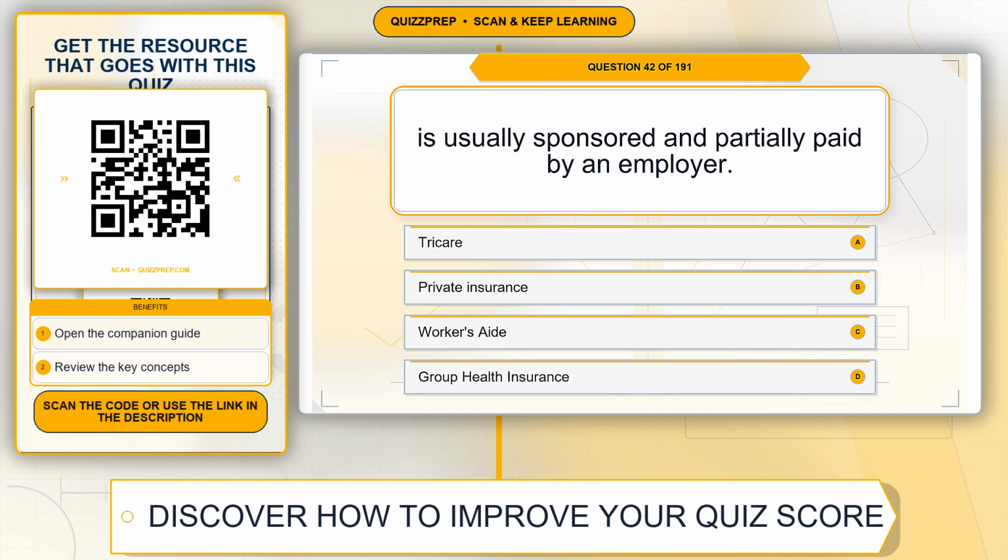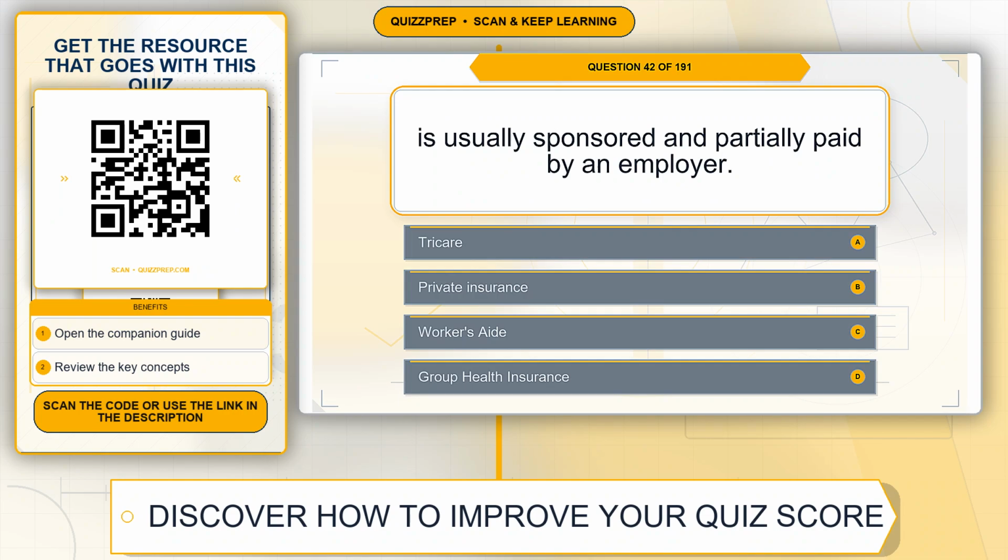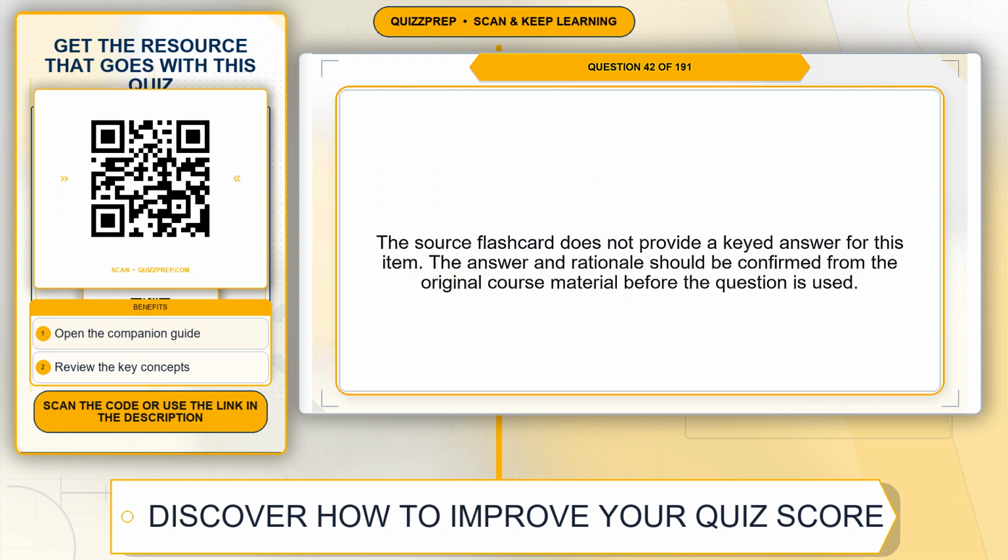Question 42. is usually sponsored and partially paid by an employer. Option A, TRICARE. Option B, private insurance. Option C, workers' aid. Option D, group health insurance. The correct answer is now shown. Explanation. The source flashcard does not provide a keyed answer for this item. The answer and rationale should be confirmed from the original course material before the question is used.